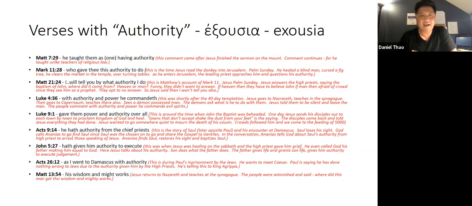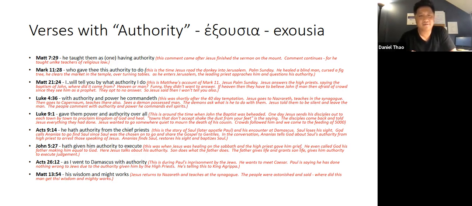And Acts, this is now we're getting into Paul, right? The story of Paul, where Paul goes out and does all these things to the Jews, right? And so the question for him was, whose authority? And it was the high chief priest that gave him the authority. So that's more of a legal authority.